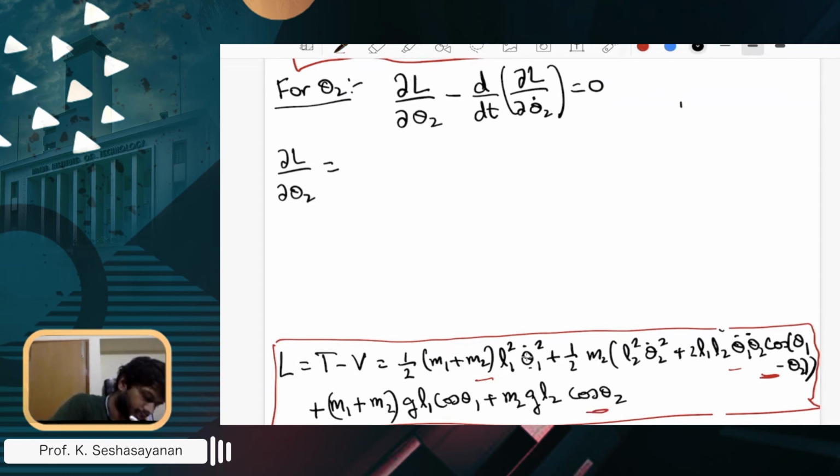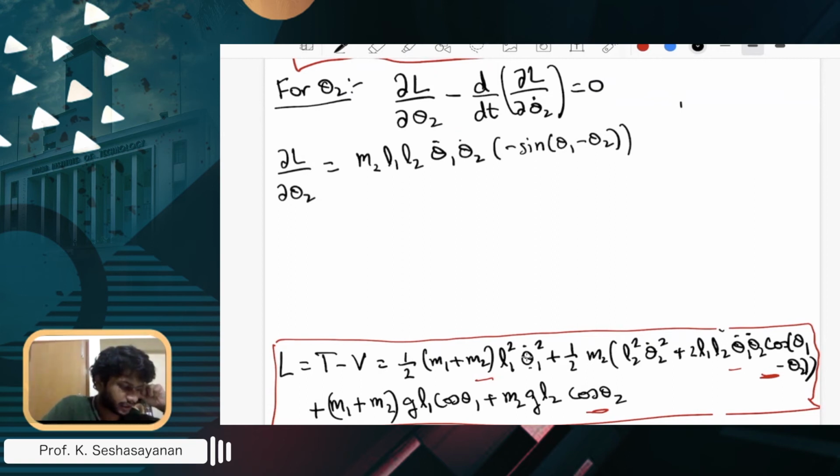So you can write it as m2 L1 L2 theta 1 dot theta 2 dot. You're taking the derivative of cos of (theta 1 minus theta 2), that gives you minus sine of (theta 1 minus theta 2), and then one has to take the partial derivative with respect to theta 2 of (theta 1 minus theta 2), which is minus 1. So this is the contribution from the first term. We have another contribution from this term, which is nothing but minus m2 g L2 sine of theta 2.